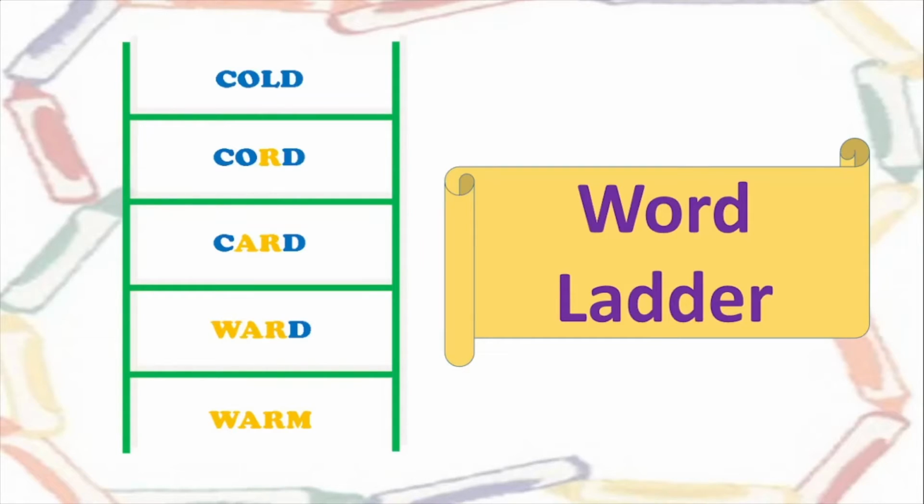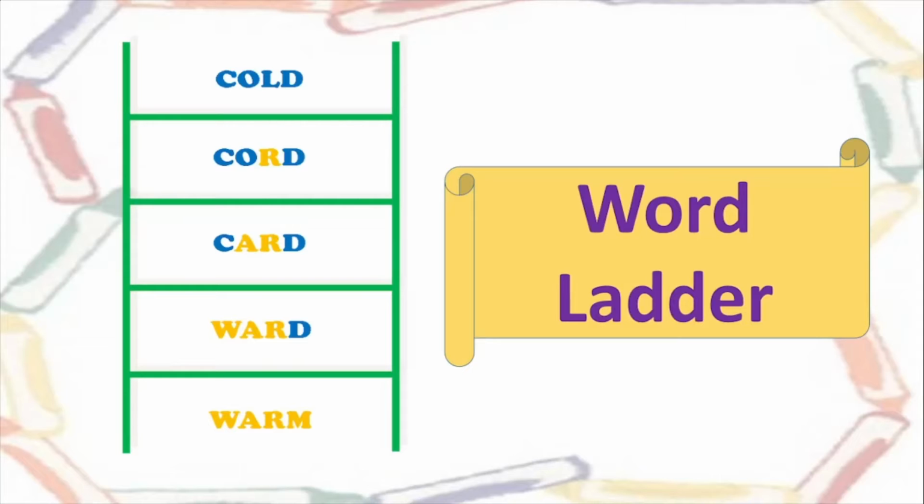So look at these words here. We have cold on top and we have warm at the bottom. So what did you see? You see that C-O-L-D, cold, is on top of the ladder, and then the L in the cold changed. It got replaced with the letter R, so you have cord. And then the O in the cord changed to become card, and then the C in the card changed to become ward, and then finally the D in the ward changed to become warm. So you see how we started from cold and we went up to warm.